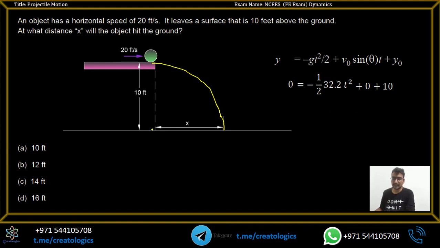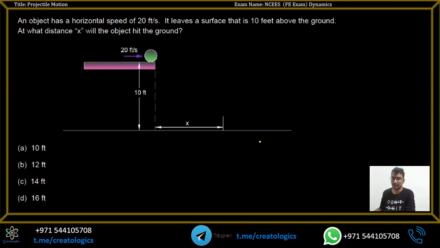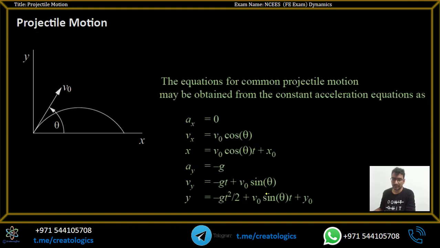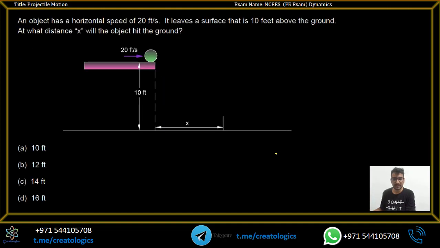Using the second equation, x is equal to v naught cosine theta t plus x naught. We already know everything. We know the v naught value, which is the initial velocity. The theta angle is 0. I will substitute the value of t and the value of x naught. X naught is the initial distance covered along the x direction, which is also 0 for this question. There is no extra distance covered by the ball.